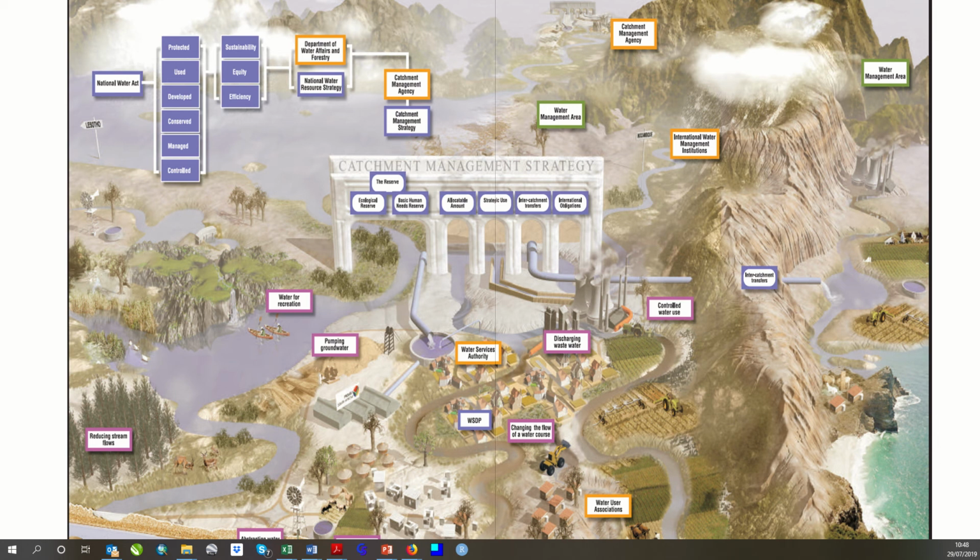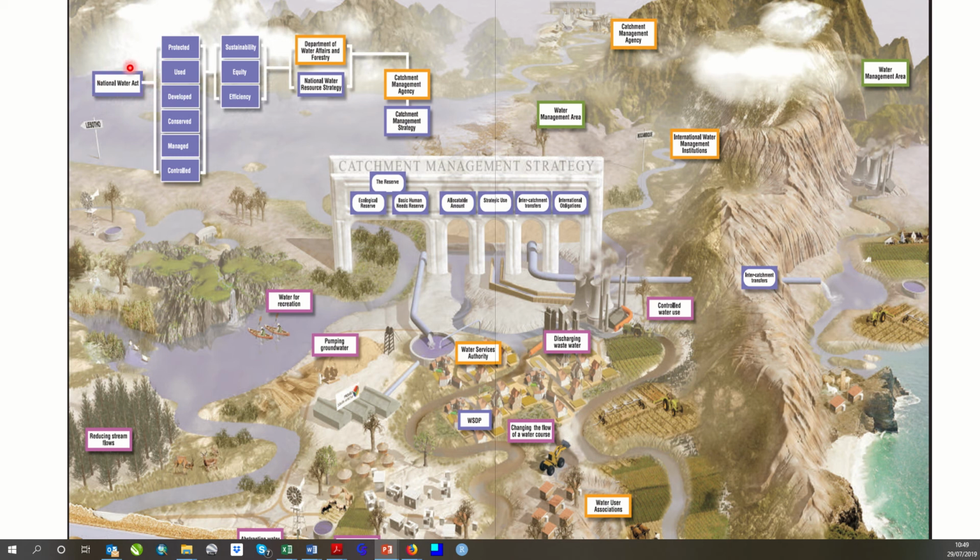Okay, here we go. So, here we have a catchment management strategy. Let me start up top there. I'm going to try and use my little laser pointer. Let me just check that it's recording. There we go. Yes. All right, here we have the National Water Act. Okay, that's the Water Act.